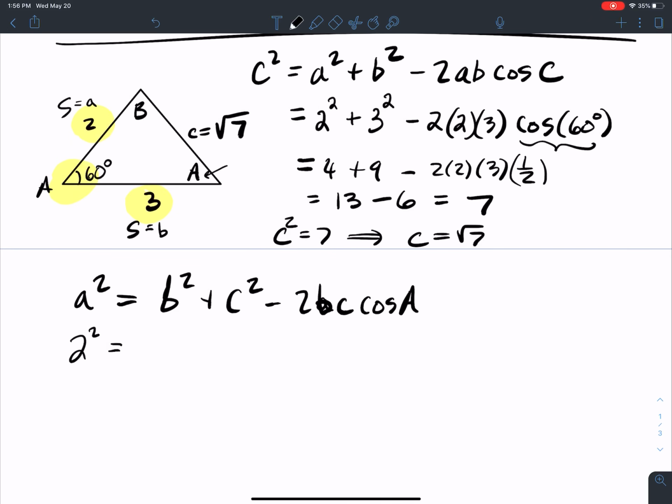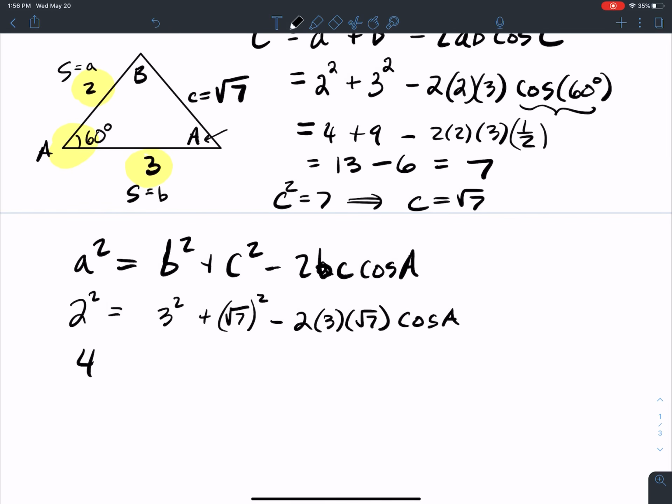Okay, so 2 squared equals b squared, which is 3 squared, plus c squared, square root 7 squared, minus 2, and then b, which is 3, c, which is square root 7, and then the cosine of A. That's what we don't know. So 4 equals 9 plus 7 minus 6 square root 7 cosine A.